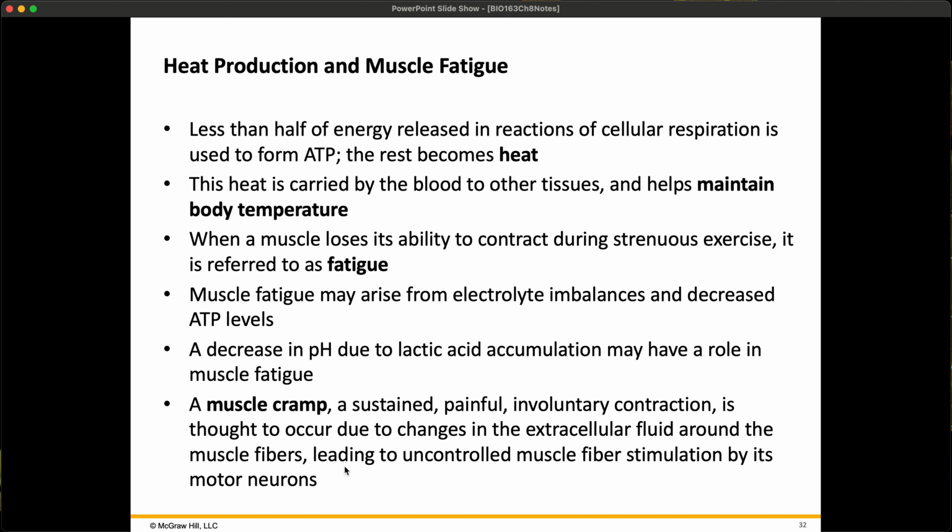You could also have an overstimulation from a motor neuron. That can absolutely happen, just like a computer can glitch. Sometimes you have to turn it off and reset it. The same kind of thing can happen with your muscles. Sometimes you just have to ice them down, get them nice and cold, some compression, and that is a good way to reset your cramps.